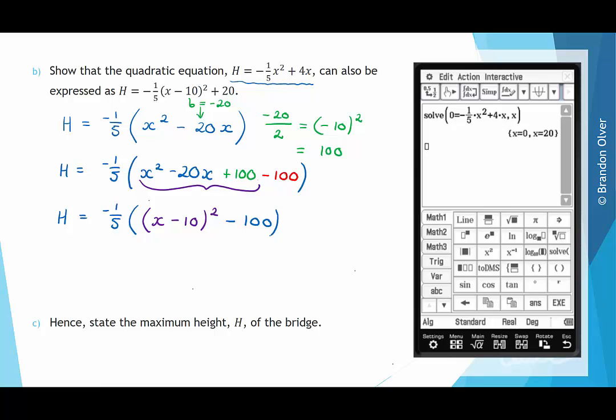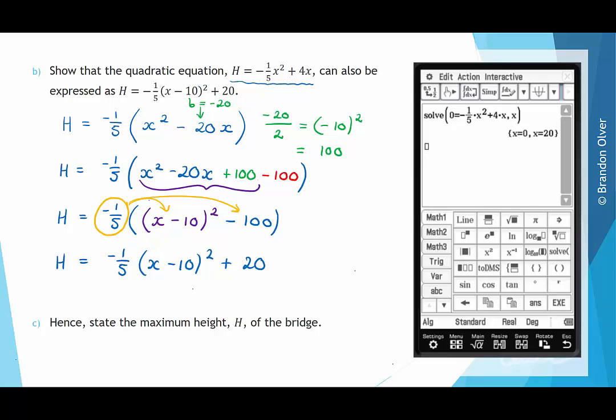Now this is starting to look like what we want to express it as, but there's still one more step, and that is to distribute this term, which is out the front, and multiply it by both the terms inside the bracket. So that leaves us with h is equal to -1/5 times x minus 10 squared, and then -1/5 times -100 gives positive 20. So we've shown that those two quadratics are in fact the same rule.